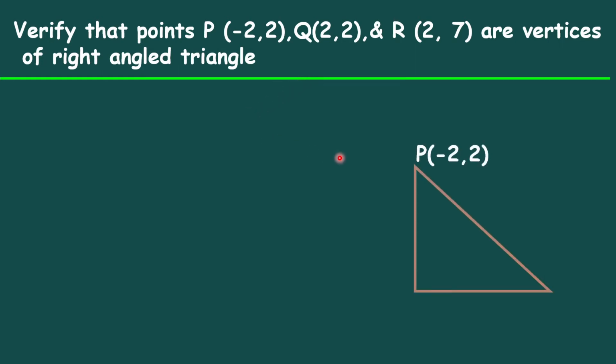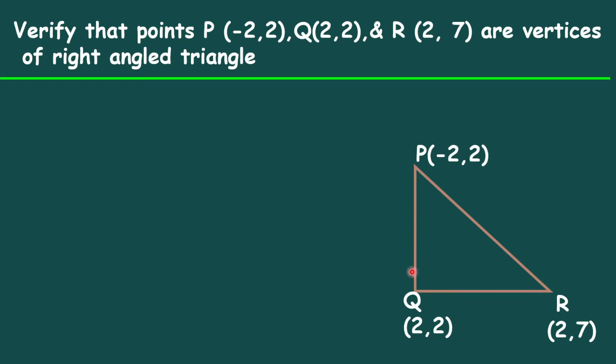Here the triangle PQR is given, the P having coordinate negative 2, 2, Q having coordinate 2, 2 and R having coordinate 2, 7. We have to show that one angle of the triangle PQR is 90 degree. That means we have to apply here the converse of Pythagoras theorem. Tell me the converse of Pythagoras theorem. The square of the length of the largest side is equal to the sum of squares of the remaining two sides. Then the triangle is a right angle triangle.